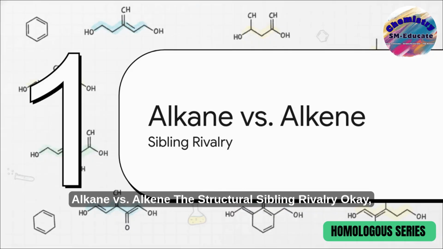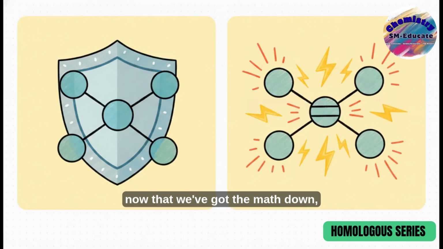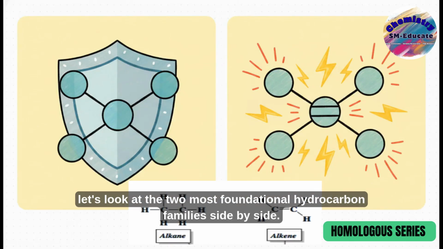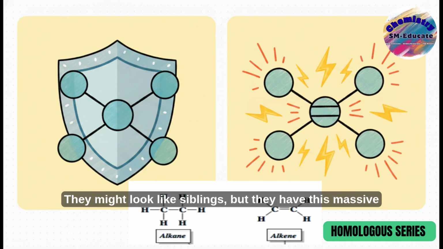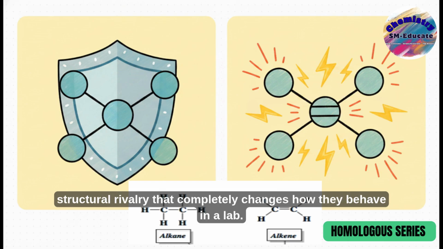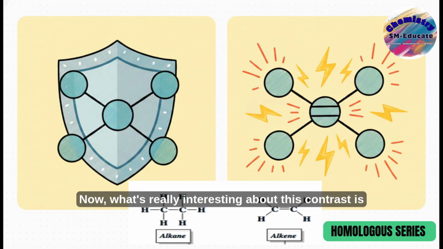Section 3. Alkane versus alkene, the structural sibling rivalry. Okay, now that we've got the math down, let's look at the two most foundational hydrocarbon families side by side. They might look like siblings, but they have this massive structural rivalry that completely changes how they behave in a lab. Now, what's really interesting about this contrast is how one tiny little bond changes the whole shebang.